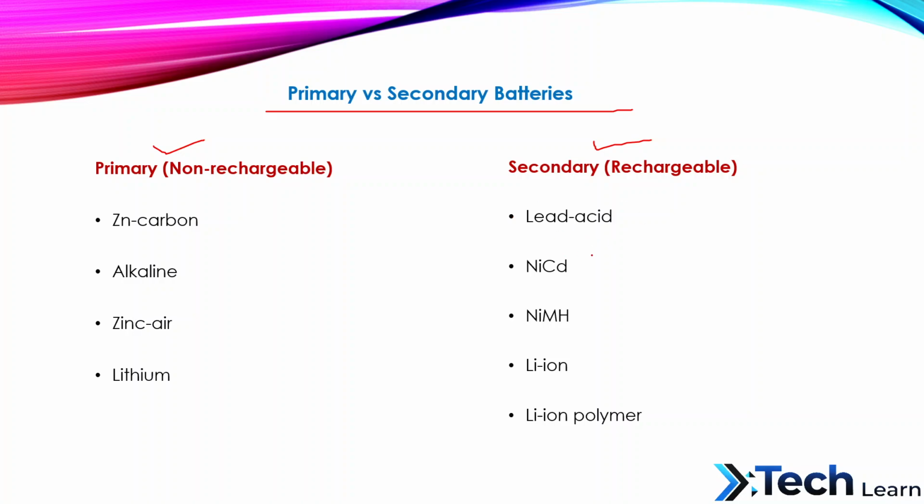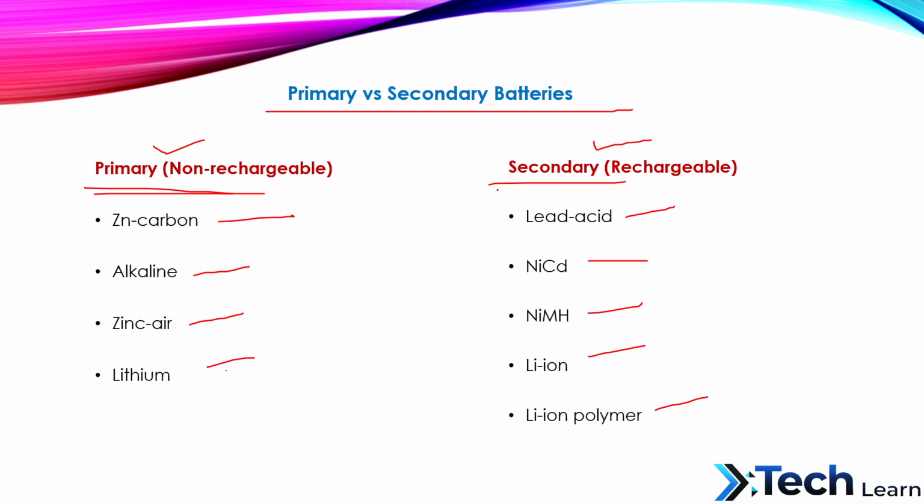Rechargeable batteries include lead acid, nickel cadmium, nickel metal hydride, lithium ion, and lithium polymer. And primary batteries include zinc carbon, alkaline, zinc air, and lithium. These primary batteries are single use, where the chemical reaction is not reversible. But in the case of secondary batteries, we can reverse the chemical reactions so that they are rechargeable.